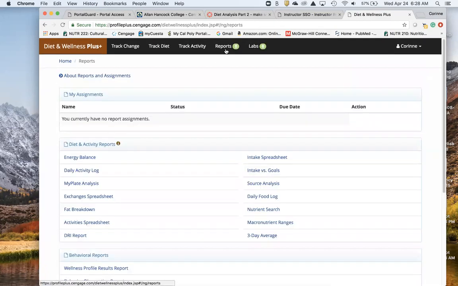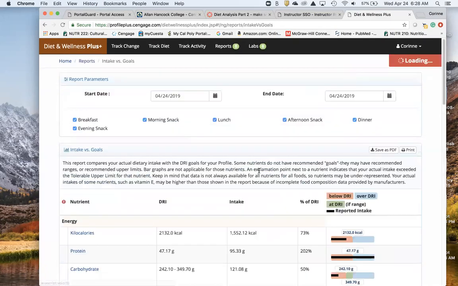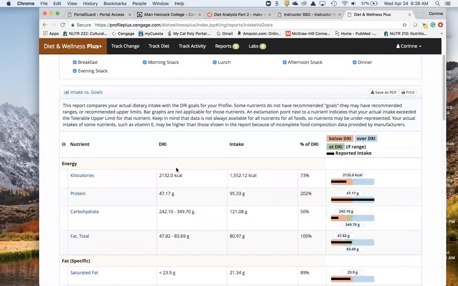Then I went to the reports, and I looked at the intakes versus goals. And according to my DRI, I'm only getting 1,552 calories, but my DRI is 2132. The low end of my DRI range would actually be 250 calories less than this. I didn't do the math, but it would be somewhere around 1,880 calories. So what that means is my calorie range is still too low.